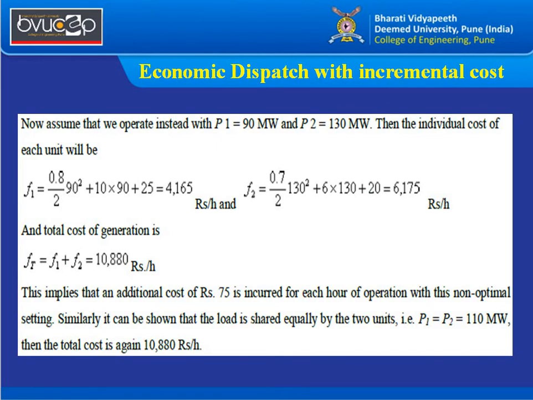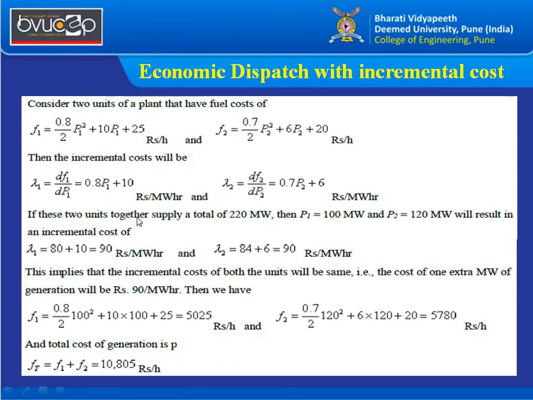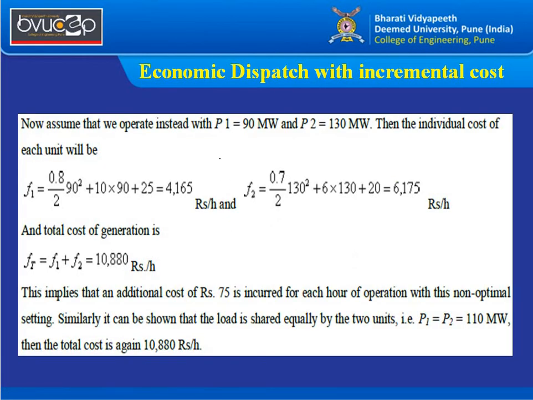Now let us assume the second condition, now we consider some other case. Now the total demand is 220, so we had taken p1 as 100 and p2 as 120. Now in the second case, let us consider p1 as 90 megawatt and p2 as 130 megawatt.